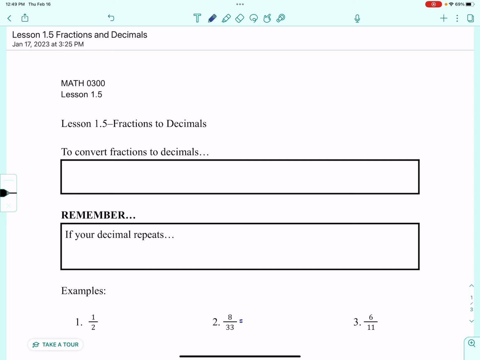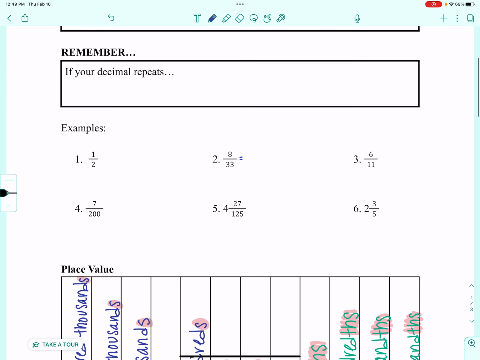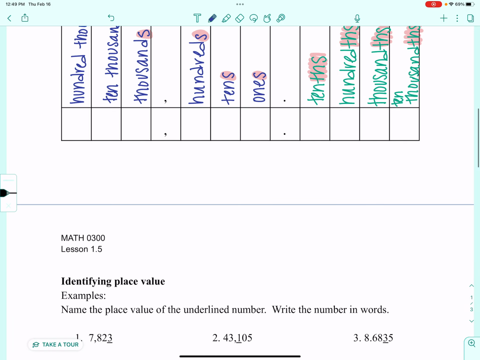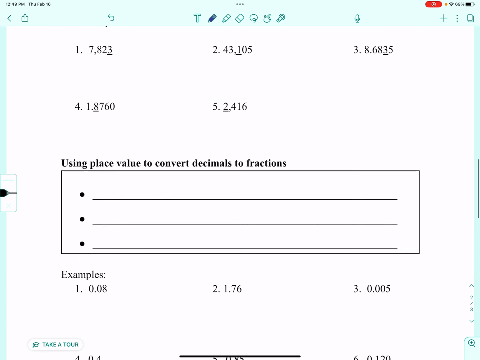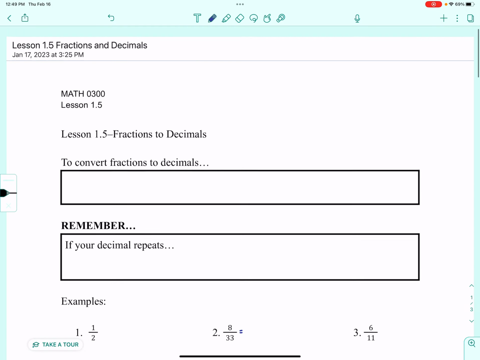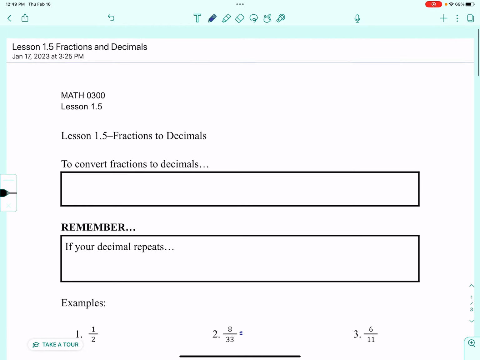Welcome back, friends. Today we are going to take a look at converting fractions to decimals, decimals to fractions, and we'll probably take a look at some place value. Starting off, we are going to convert fractions to decimals. It's going to be so ridiculously easy.